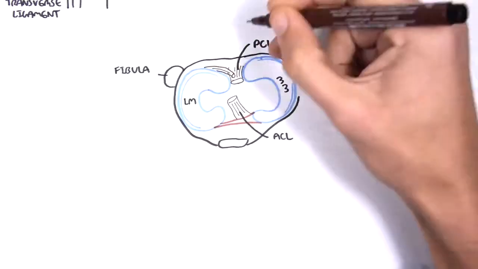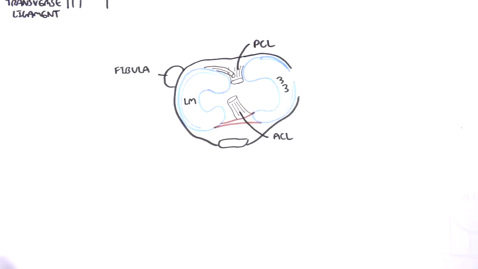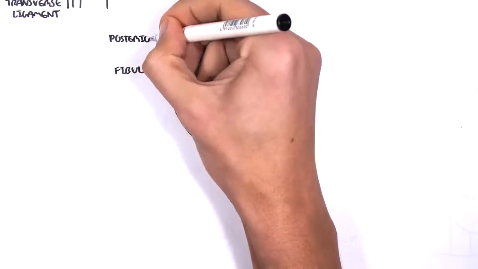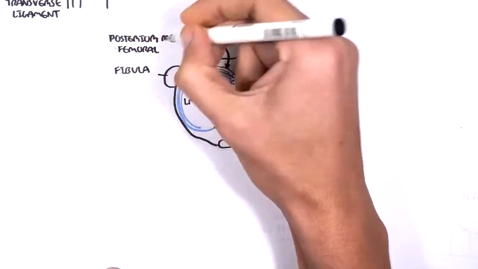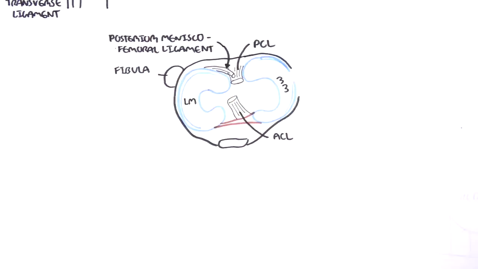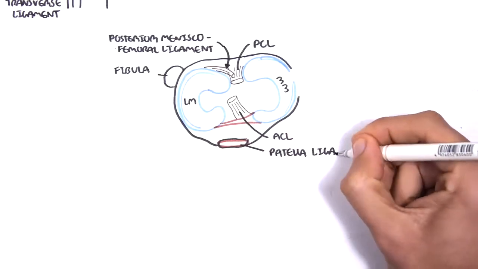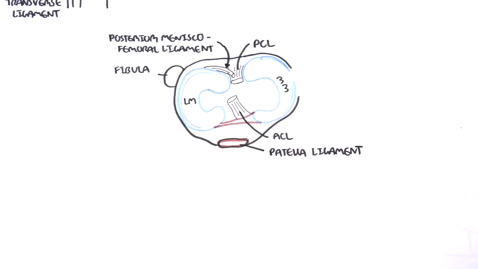Now, in some people, there is another ligament at the back coming off the posterior aspect of the lateral meniscus, known as the posterior meniscofemoral ligament. You either have an anterior or posterior one, but these ligaments essentially help the posterior cruciate ligament. Then again, here is the front, of course, and here is where you have the patellar ligament, which will eventually attach to the tibial tuberosity.